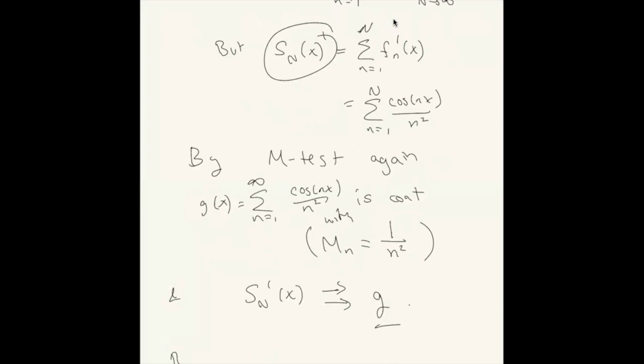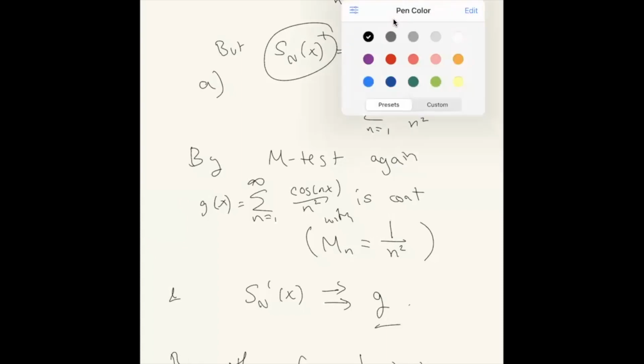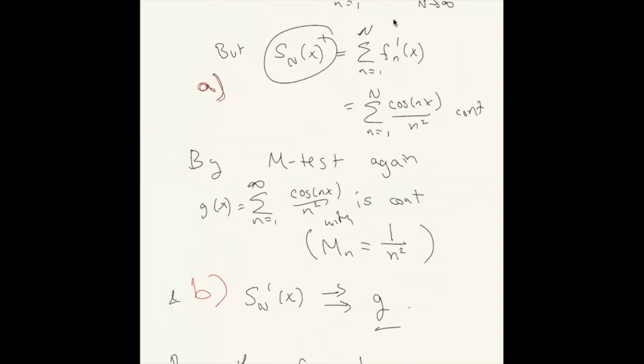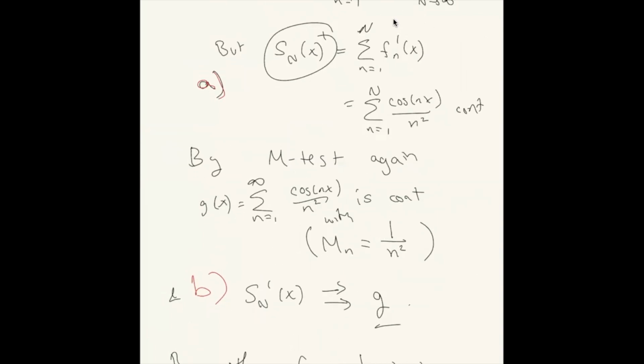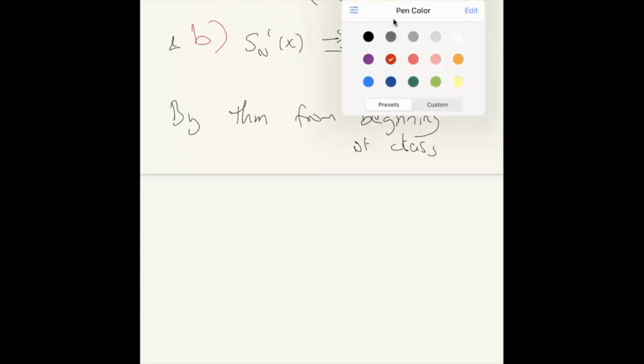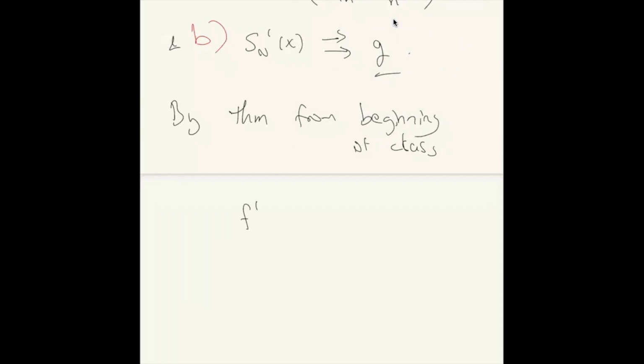Therefore, by the theorem from the beginning of class, we have that the derivatives are continuous. The assumptions here are that we have uniform convergence, and the other assumptions are also verified. Therefore, from the theorem at the beginning of the class, we get that f prime is equal to g, and g is continuous, which is exactly what we wanted to show.